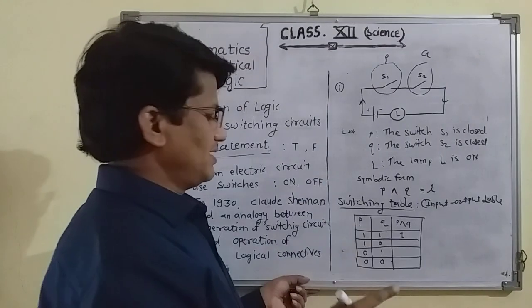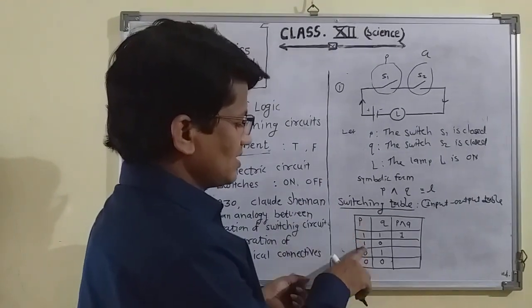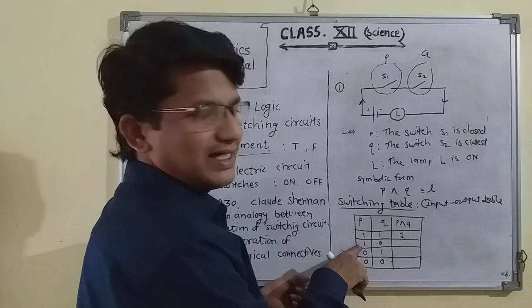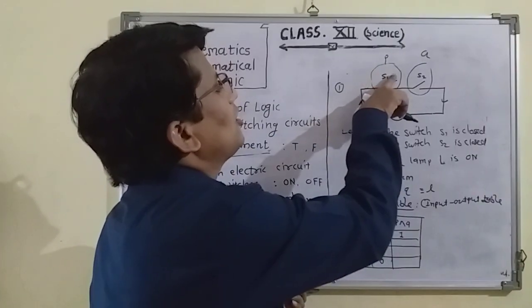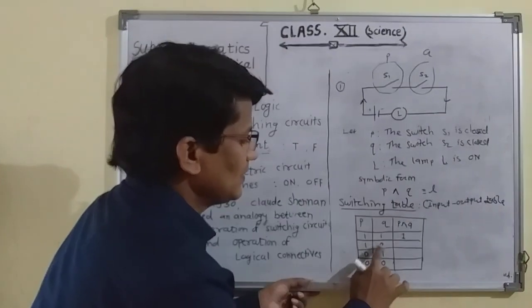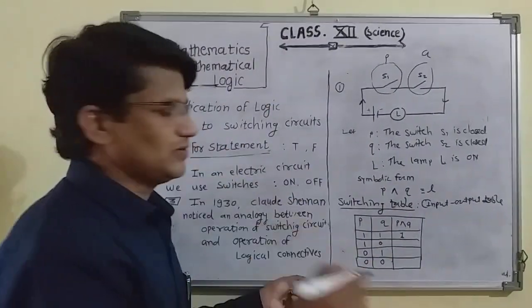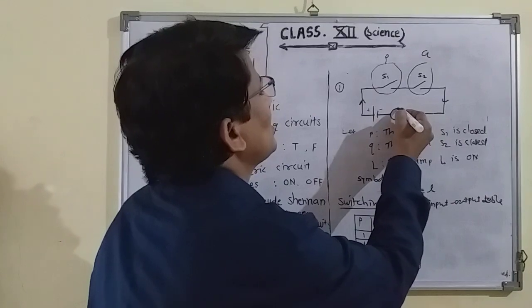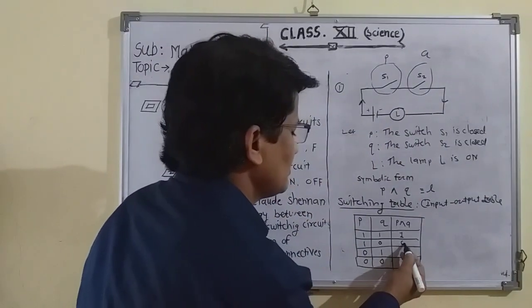In the other condition, see, here switch P is 1, which means this is closed, but this is in the open condition, which means 0. Current does not flow through the circuit, the lamp will not glow, hence it is a 0.